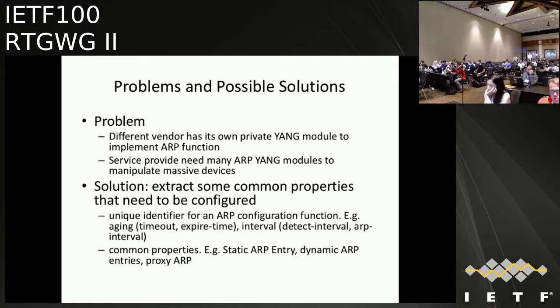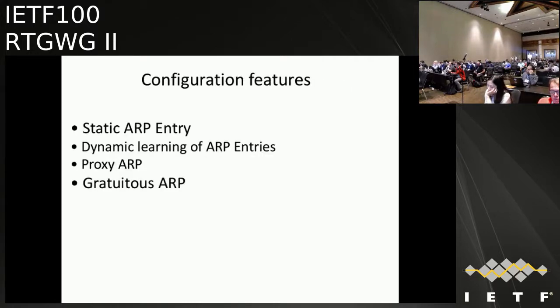Here in our draft, we summarize the four features of ARP configuration functions. The static ARP entry: the task is to define the static mapping between an IP address and a MAC address of a host that does not support the dynamic address resolution protocol. However, because most hosts support dynamic address resolution, defining static ARP entries is usually not required.